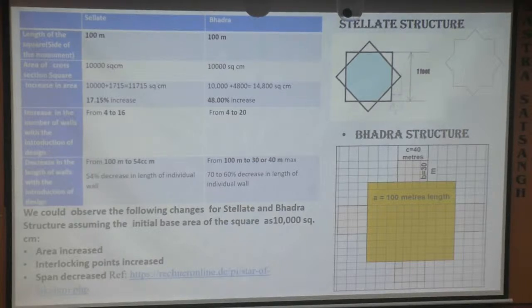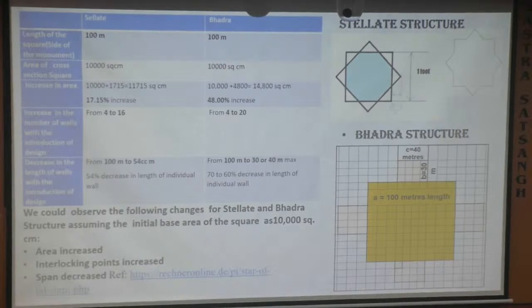There is a slight change, a small error in the meter, centimeter square, etc. Let's take stellate. Spelling is also wrong. Stellate and Bhadra structure. The square side is 100 meters. In that case, the area of cross section of the square or the Bhadra structure, the initial square, happens to be 10,000 square meters. Let's take it that way. So the increase in area can be calculated, and let's not spend time on it. That is an easy way of calculation.